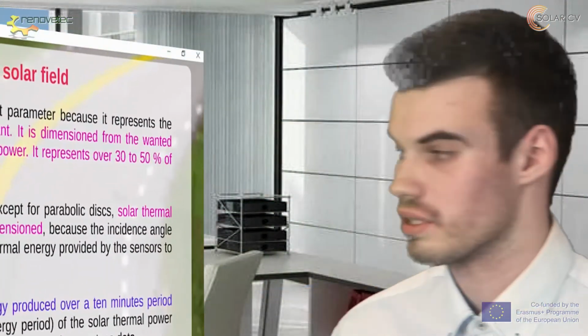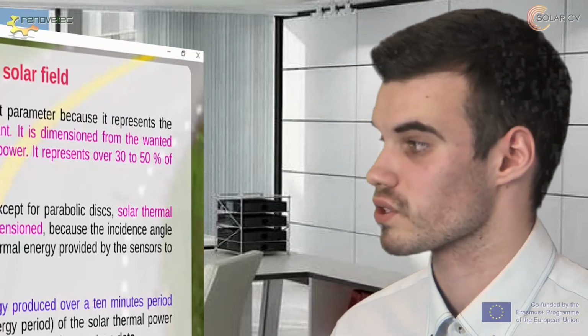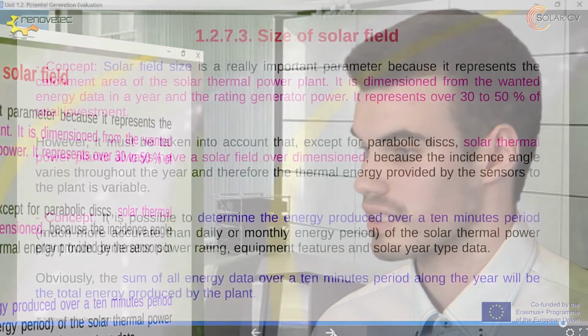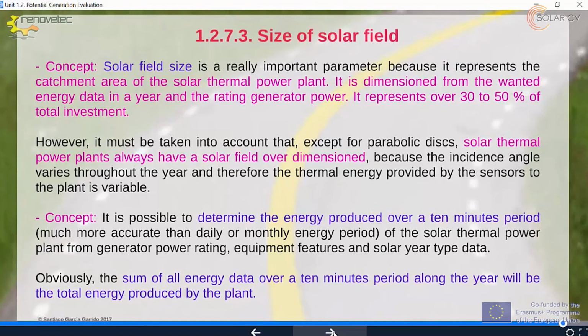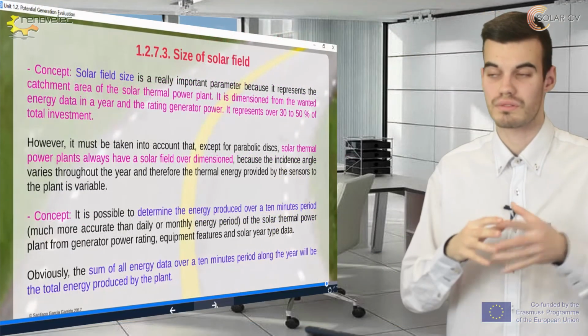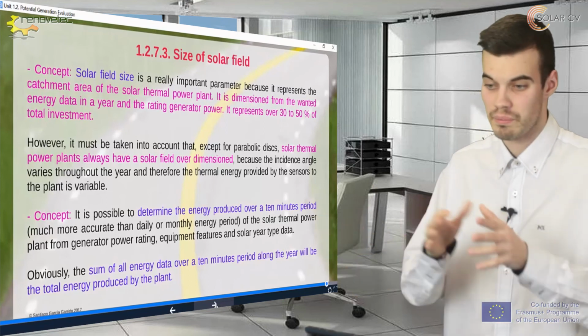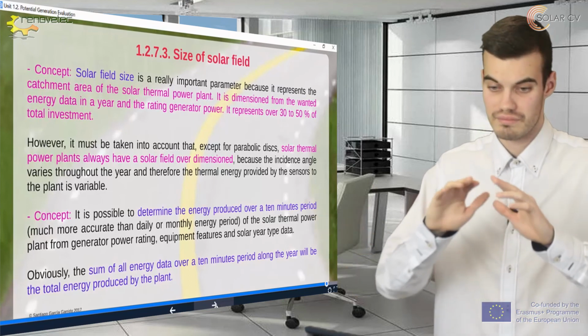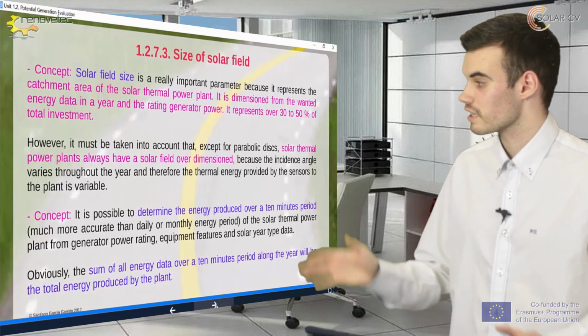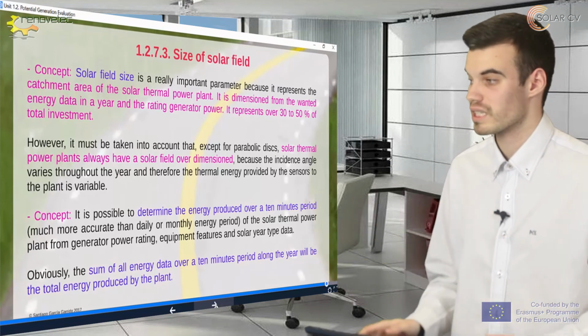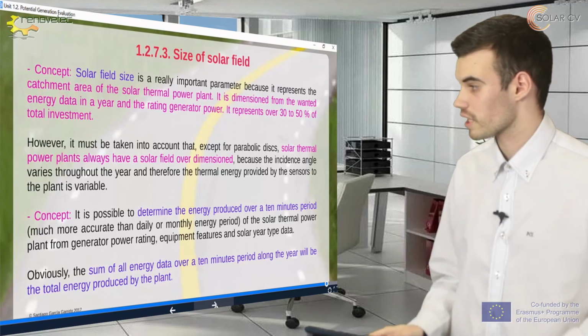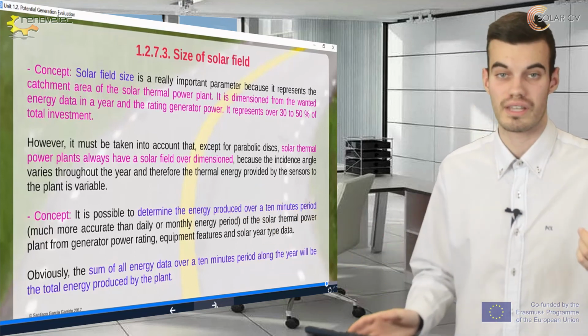To finish this unit, we must study the size of the solar field. The solar field size is very important because it represents between 30 and 50% of the total investment, and it represents the catchment area of the solar thermal power plant. However, it must be taken into account that it is set for parabolic dish because they are units. A solar thermal power plant always has an overdimensioned solar field because the incidence angle varies throughout the day.